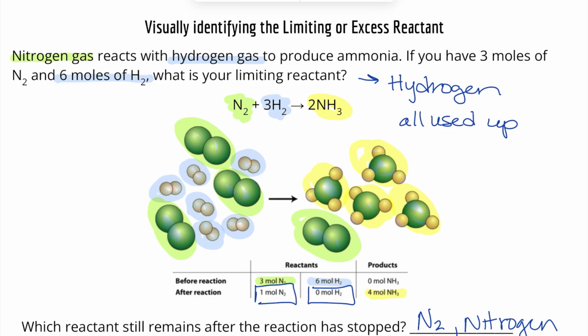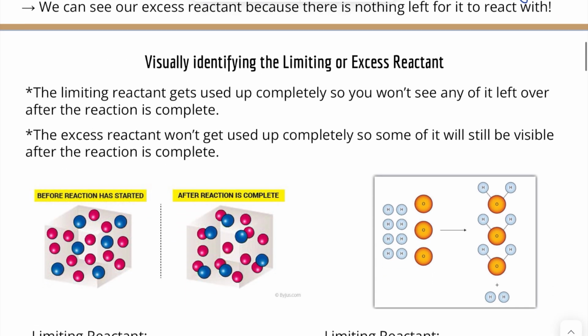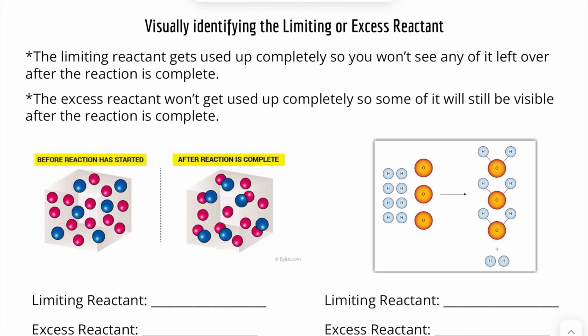It is difficult in a lot of reactions for us to actually see the differences in our chemicals, but on a molecular level, this is what is happening. If we look at 2 more, feel free to pause the video and try this on your own. The reminder, the limiting reactant gets used up, so we will not see any of it left over after the reaction is complete. And that means we won't have any of it in its original form. Excess reactant won't get used up, so some of it will still be visible in its original form after that reaction is complete.